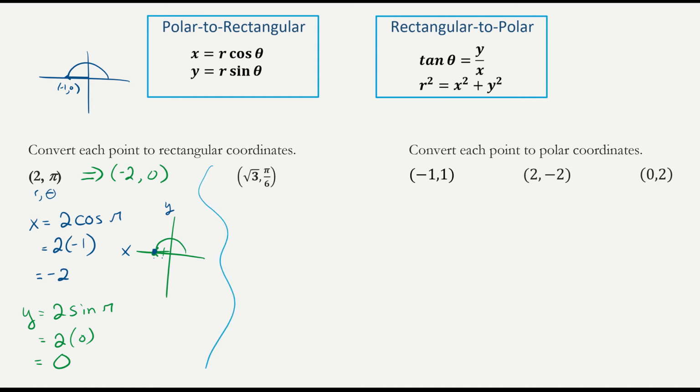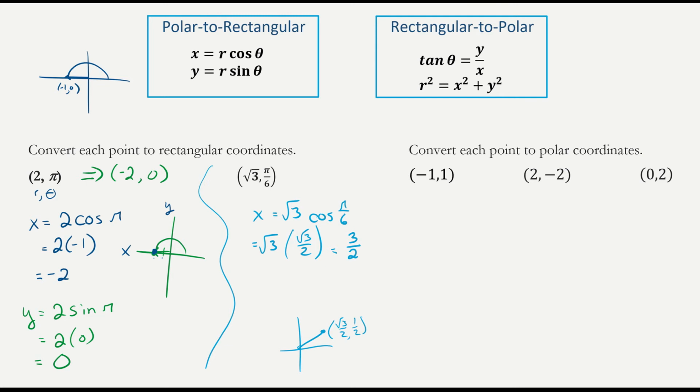Let's convert another: square root of 3, pi over 6. So x equals square root of 3 times cosine of pi over 6. That is our 30-degree angle here, so cosine of pi over 6 is square root of 3 over 2. So this is square root of 3 times square root of 3 over 2, which is 3 over 2.